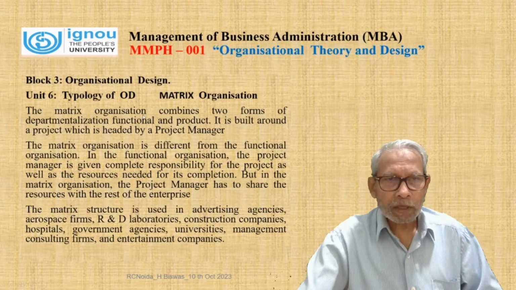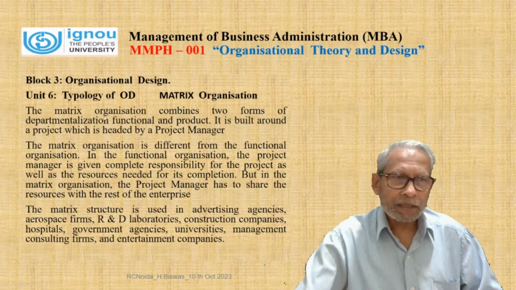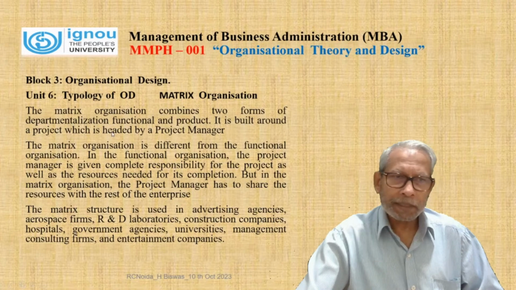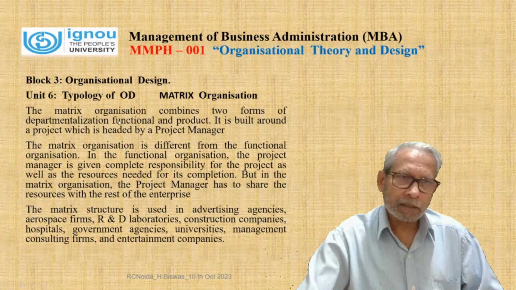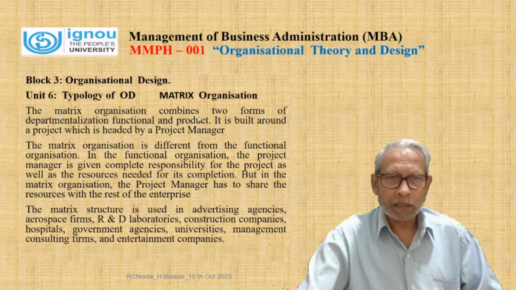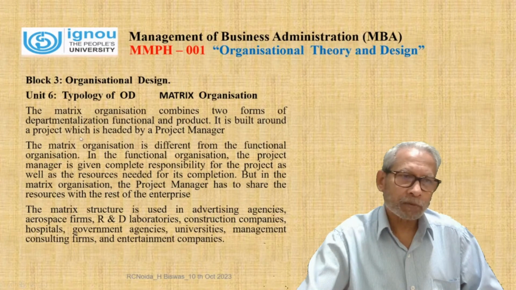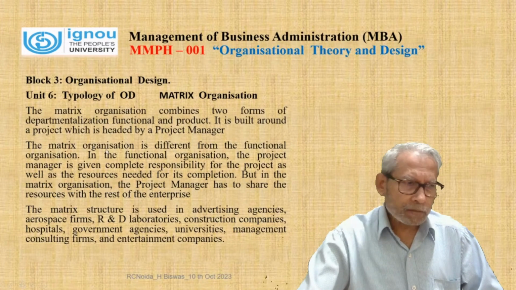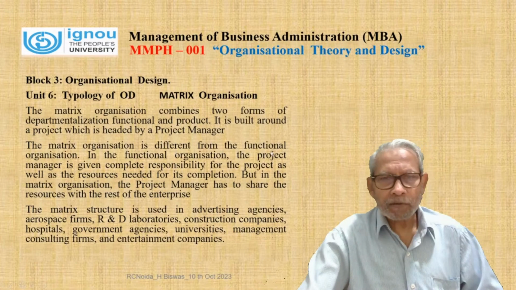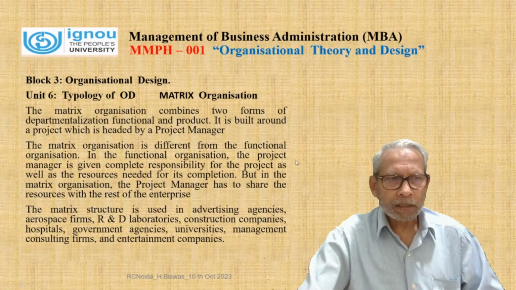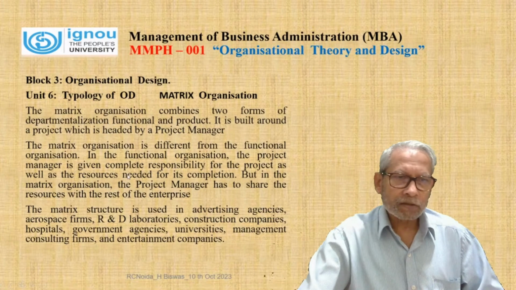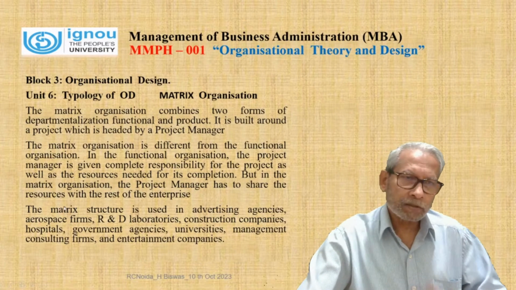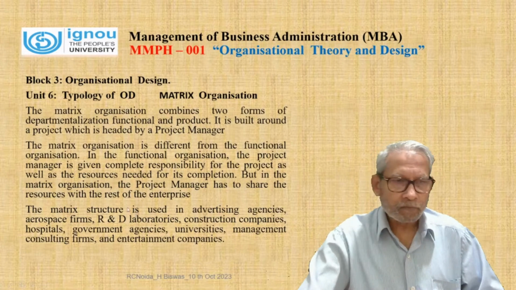Now we are talking about the matrix organization. A matrix organization is departmentalized by functions and product; both are mixed. It is built around the project, which is headed by a project manager. Now the matrix organization is different from the functional organization. In the project organization, the project manager is given complete responsibility for the project as well as the resources needed for its completion. In the matrix, the project manager has to share the resources with the rest of the enterprise.